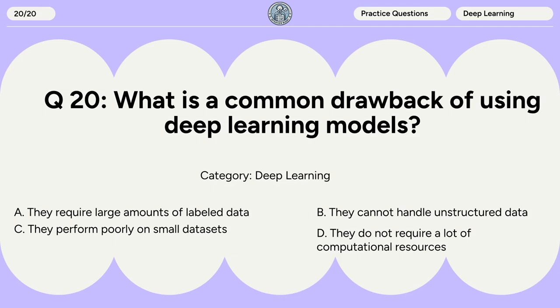Question 20. What is a common drawback of using deep learning models? A. They require large amounts of labeled data. B. They cannot handle unstructured data. C. They perform poorly on small datasets. D. They do not require a lot of computational resources.